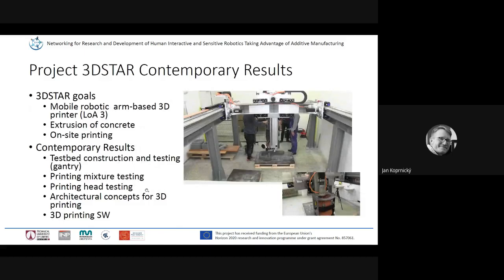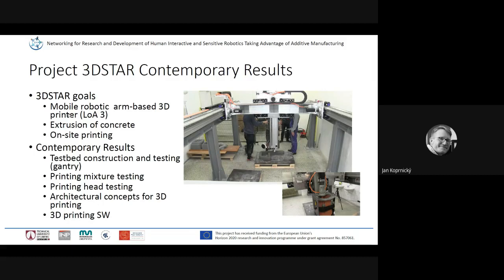Well, I will switch to the finish of my part of the presentation. I would like to briefly inform you about recent results from our project. So let's mention the goals or tasks of our project.